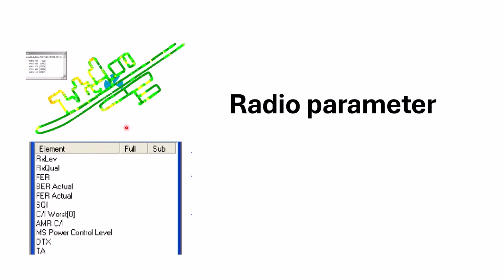RX level. Serving cell signal level. Definition: average receive signal strength of the serving cell measurement on all the time slots. RX level full for full rate traffic channel. RX level sub is used when DTX downlink is activated in the network.